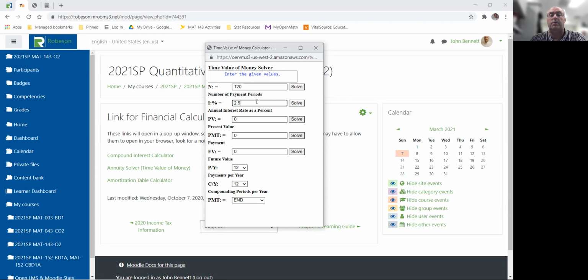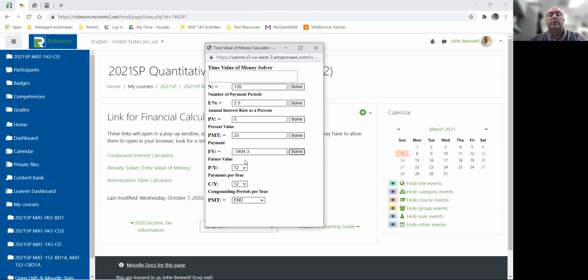Our interest rate is 2.5%, and it's compounded monthly. So we'll leave that compoundings per year at 12. The previous value is 0 because we don't already have money in the account. We're just starting this. Our payments are going to be $25 a month, and we're making 12 payments per year, so we're going to leave that as 12 as well. And the future value is what we want to calculate.